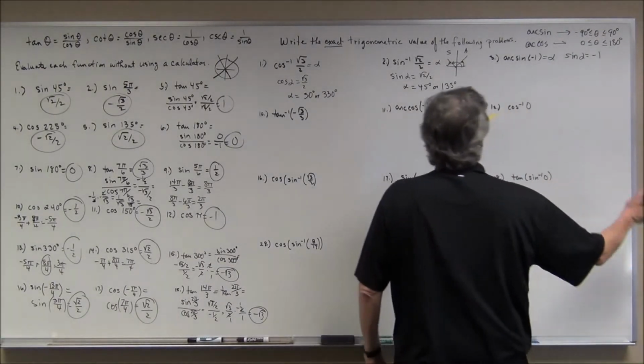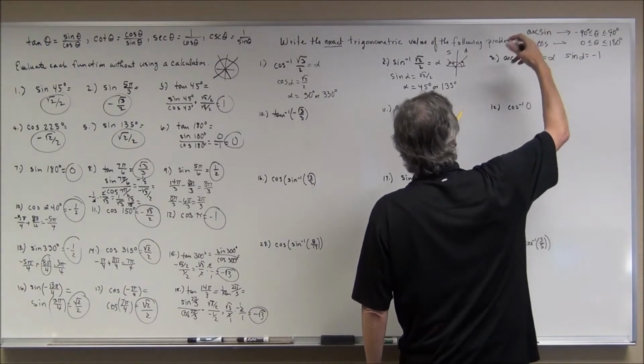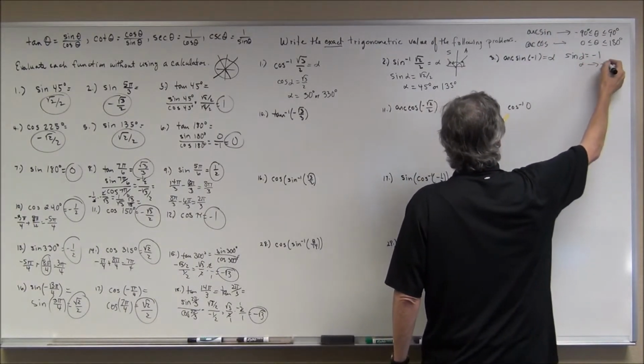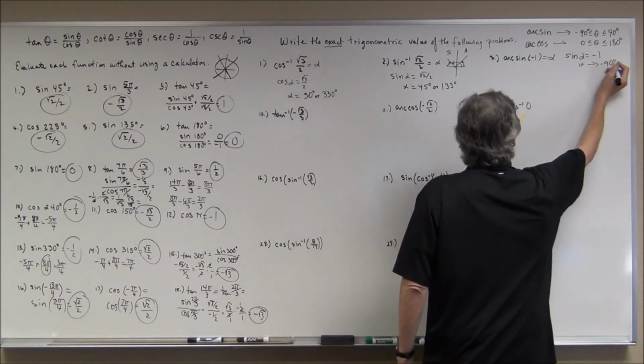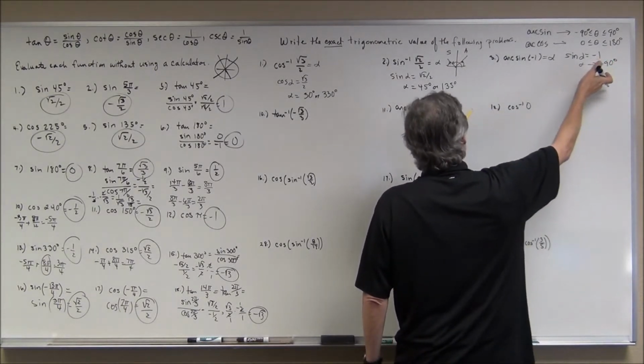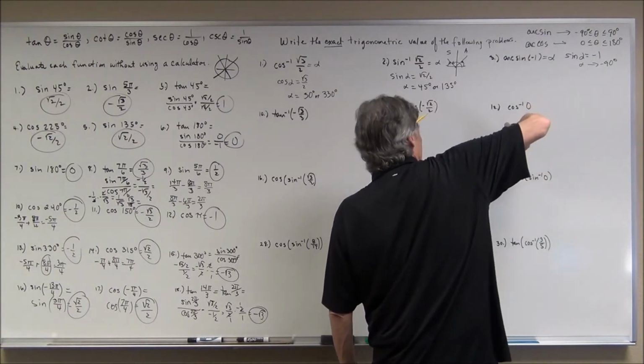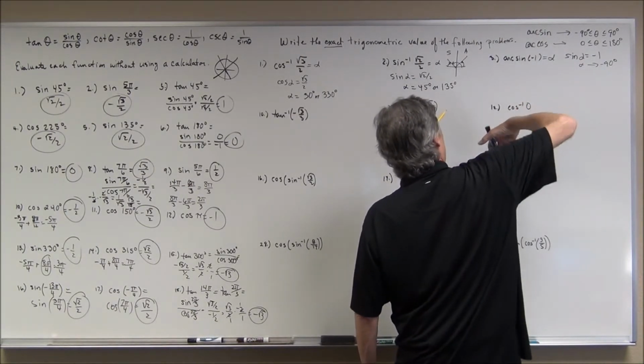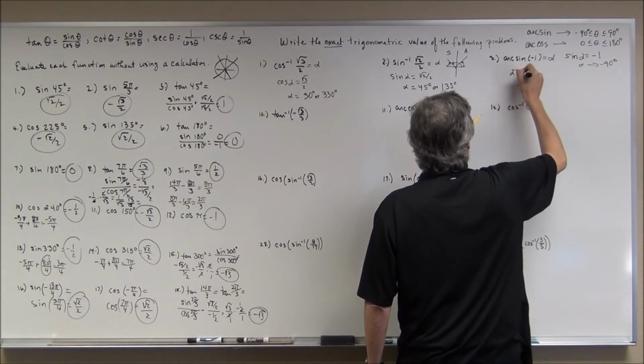He does not, because he wants it, I believe, between 0 and 360. So even though this is going to give me negative 90 degrees here, by definition, I'm going to use that and say, okay, negative 90, that is the same as 270. So 270 degrees is the answer.